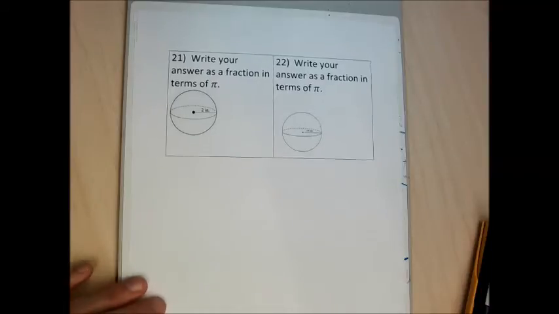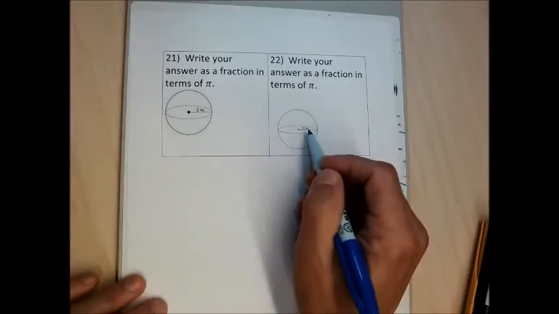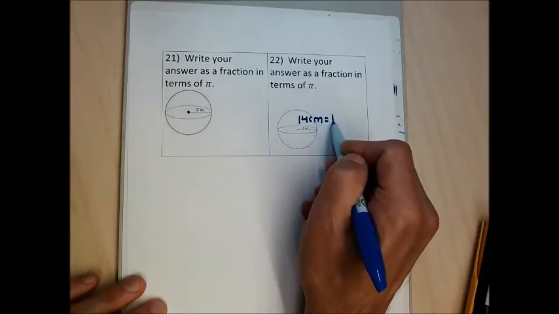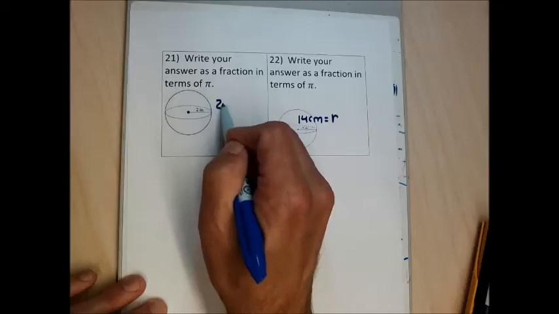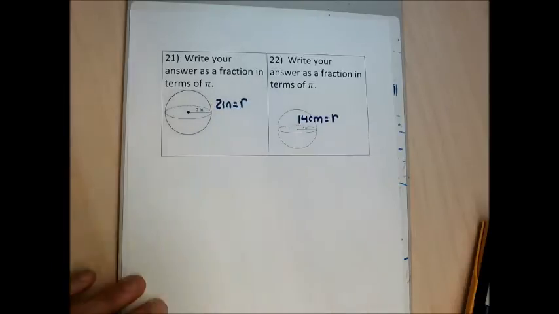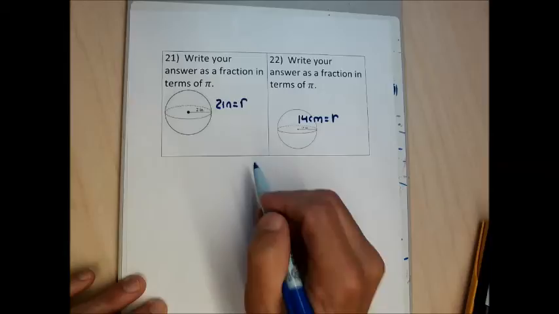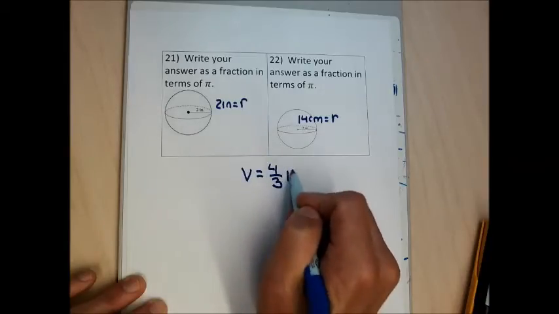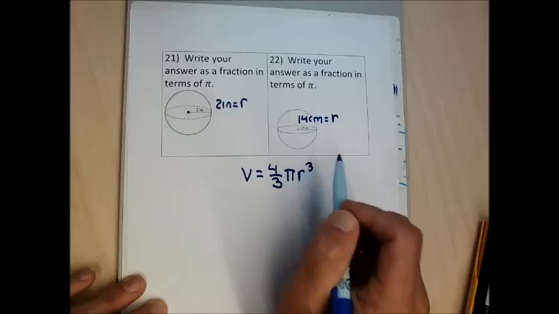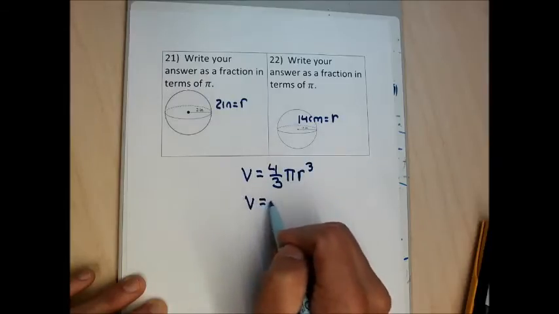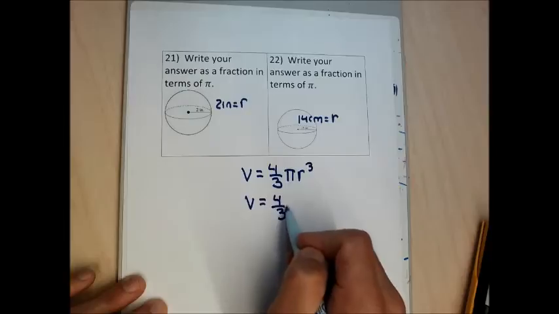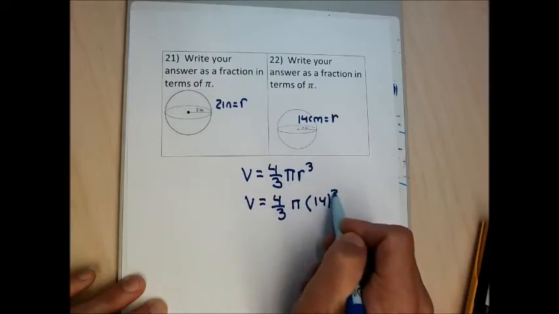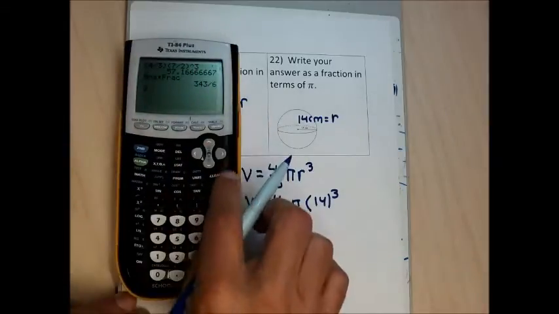Let's do, well, heck, you could do 21. I'm going to do 22. The radius is 14 centimeters, just in case you can't read it in yours because it's too small. The radius is 2 centimeters. Again, the volume formula is 4/3 pi r cubed. I'm leaving my answer as a fraction, and I'm leaving pi in my answer. So I'm going to go 4/3 times pi times 14 cubed, and break out my calculator.